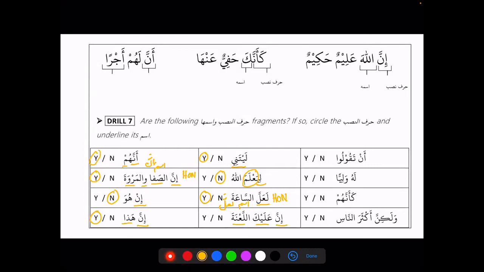Okay, now how are we going to label it? Inna is the harfu nasab. Alayka is the... ism, la'nata.